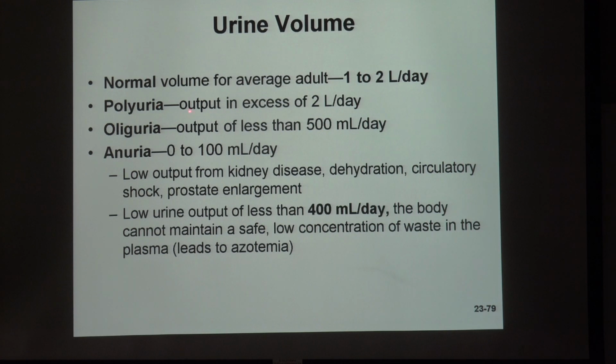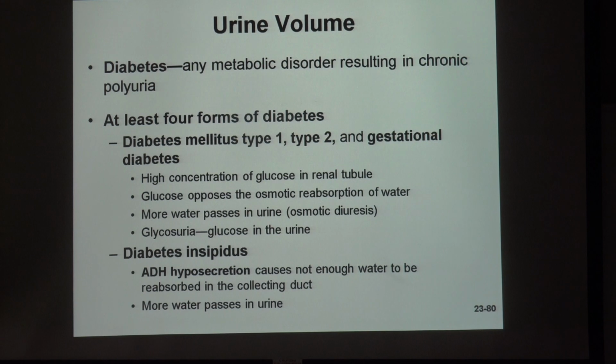So polyuria, excessive amounts. Oliguria, not enough being voided out. It generally means that either the kidney is not working correctly or your patient is heavily dehydrated. A means no or not, so this is no output from the kidneys. Kidney disease, dehydration, circulatory shock, or prostate enlargement. This is a very dangerous condition that will lead to azotemia, and it needs to be corrected immediately.